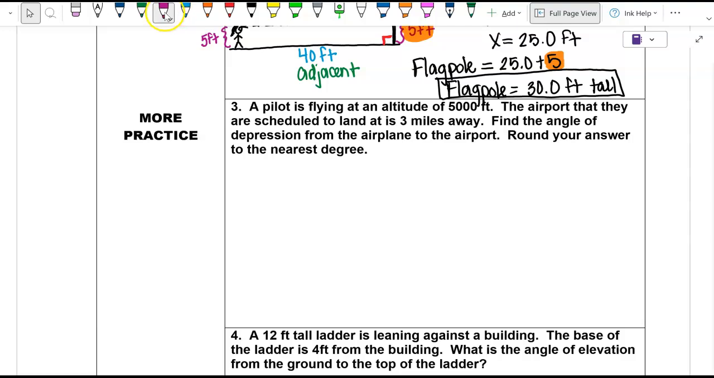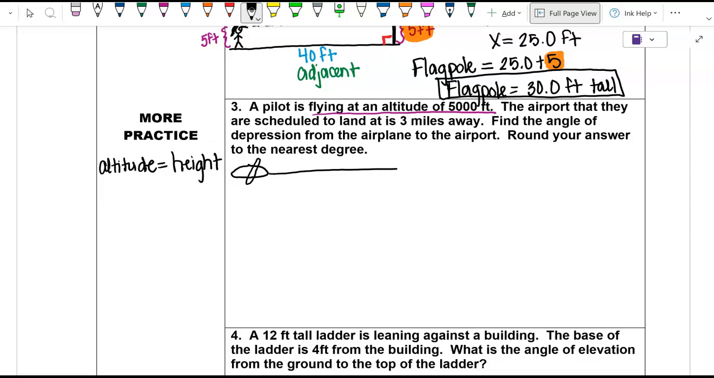First off, we need to understand, what are they telling me when they say it's flying at an altitude of 5,000 feet? What does the word altitude mean? Height. We need to know that that is giving us a vertical distance. When they talk about an altitude, that means we know our vertical distance is 5,000 feet. So, I have my airplane here. It's flying. Again, it's an angle of depression, so I know my horizontal is at the top. We just said it was flying at an altitude of 5,000 feet, so that's got to be my vertical.